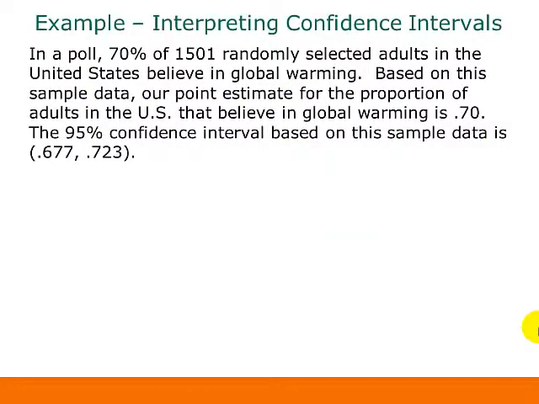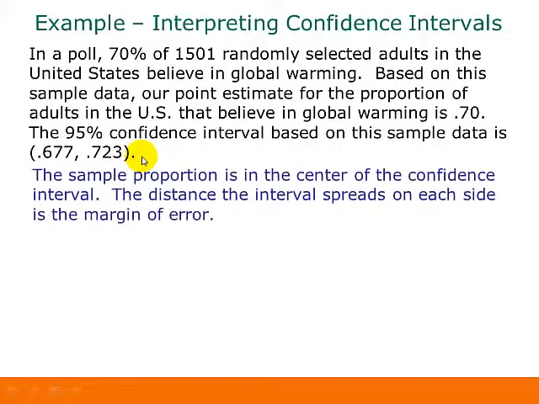Here's an example. In a poll, 70% of 1,501 randomly selected adults in the United States believe in global warming. Based on this sample data, our point estimate for the proportion of adults in the U.S. that believe in global warming is 0.70. The 95% confidence interval based on this sample data is from 0.677 to 0.723. The sample proportion is in the center of the confidence interval. The distance the interval spreads on each side is the margin of error.